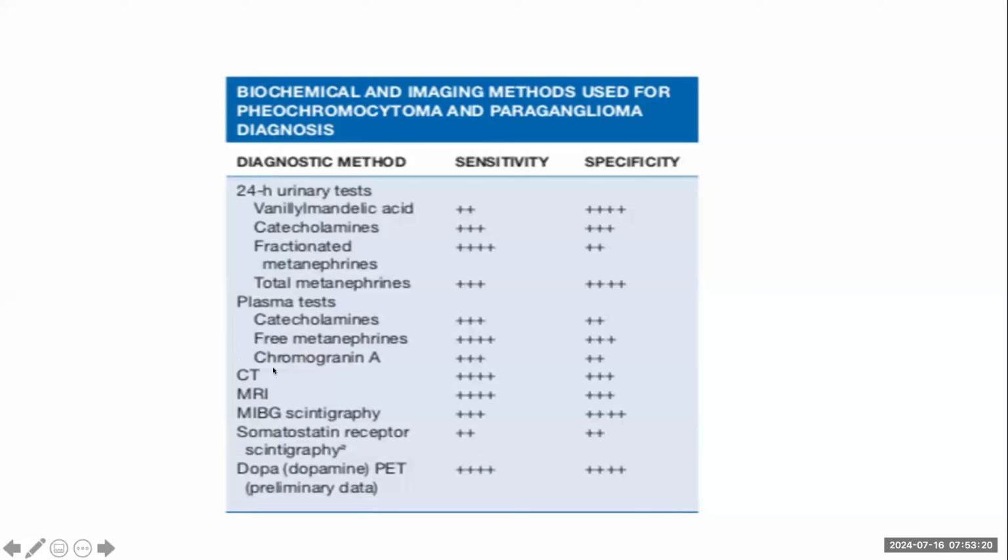Then the CT scan, which is the diagnostic modality of choice, has a high sensitivity and specificity. So we have other imaging modalities like MRI, MIBG scintigraphy, somatostatin receptor scintigraphy, and dopamine PET study. So there's preliminary data regarding this imaging modality.